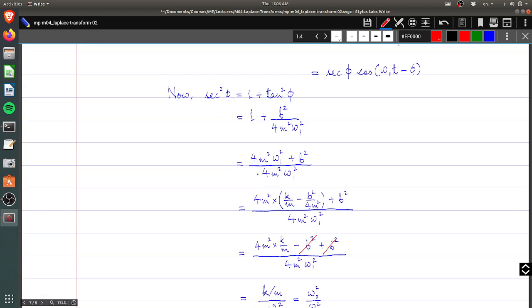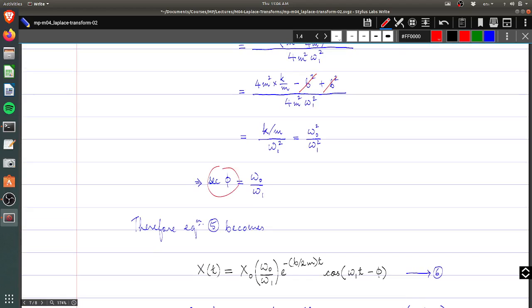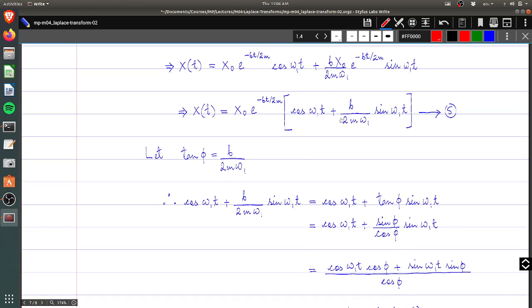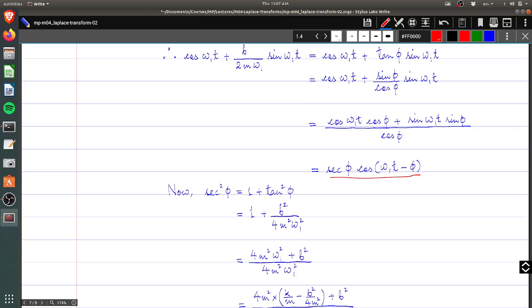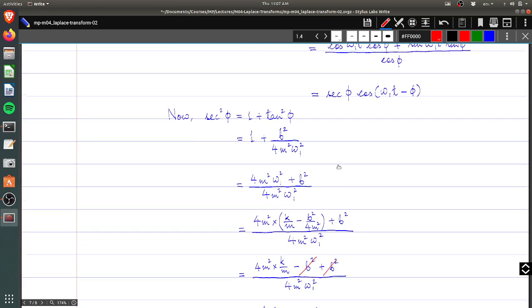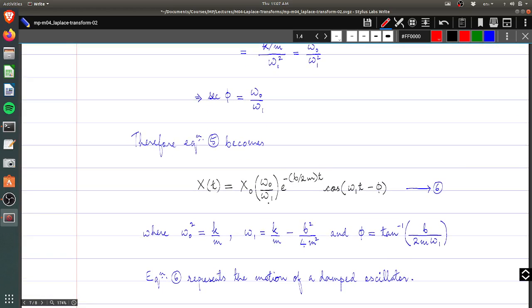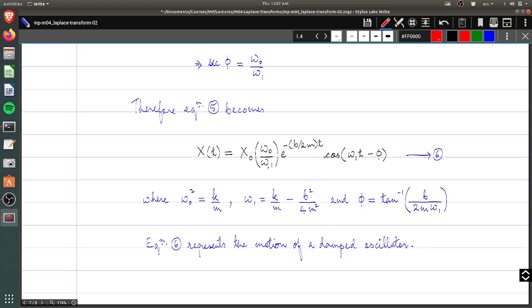On the left hand side we have secant square phi, which means secant phi is simply this ratio, omega naught by omega 1. So as a result, in this equation here, this entire thing is nothing but secant phi cos(omega 1 t minus phi), and secant phi is simply omega naught by omega 1. So as a result, that equation number 5 will simply become x naught omega naught by omega 1.